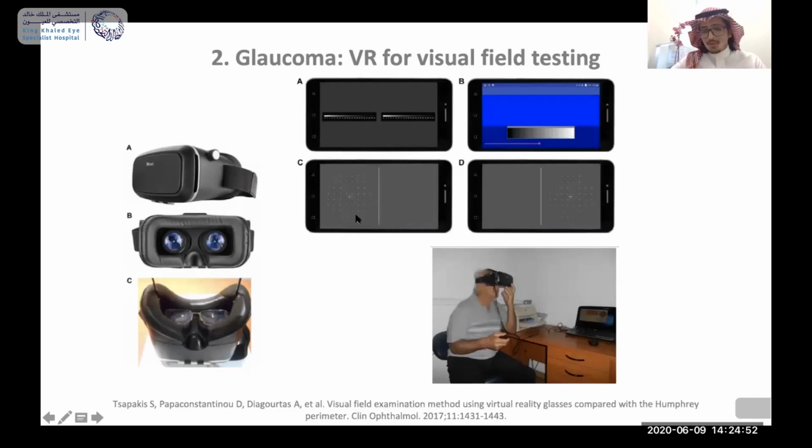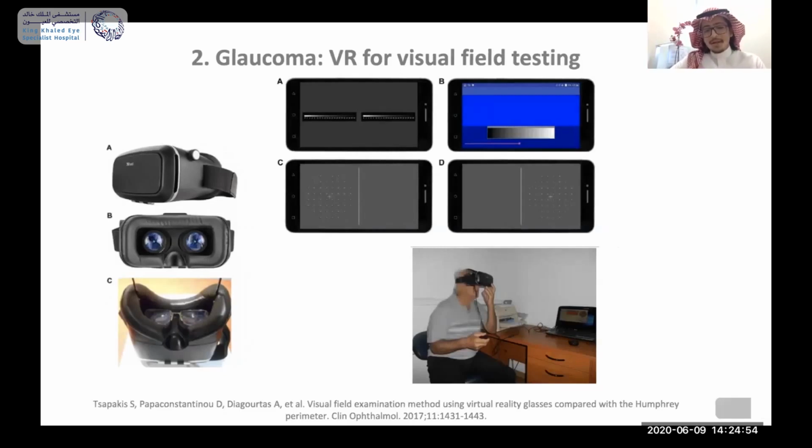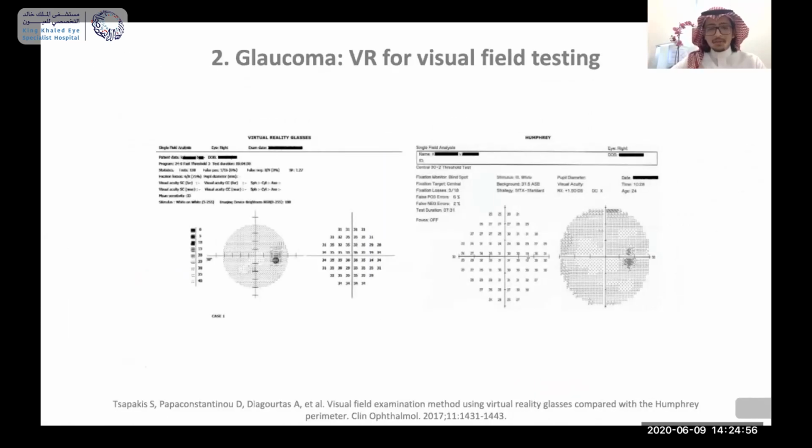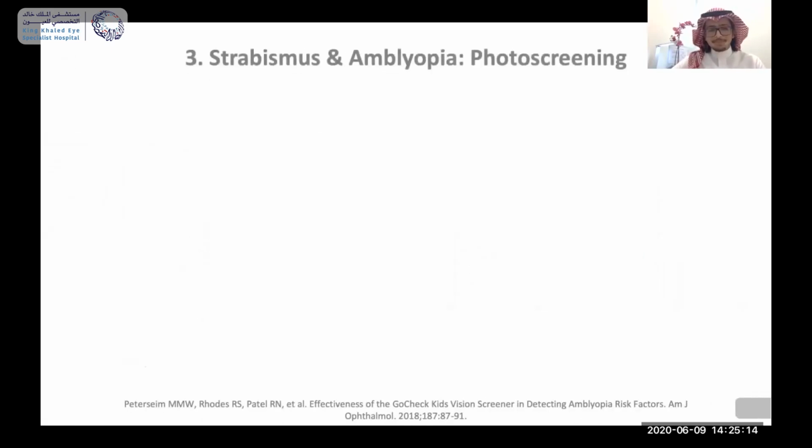So they start with one field and then move on to the other. And this is how the printouts look like, comparing the virtual reality printout to a standard Humphrey printout. This is probably still under development, but it would be very useful if it gets integrated within clinical practice. It will make the adoption or the utilization of visual fields more and more.